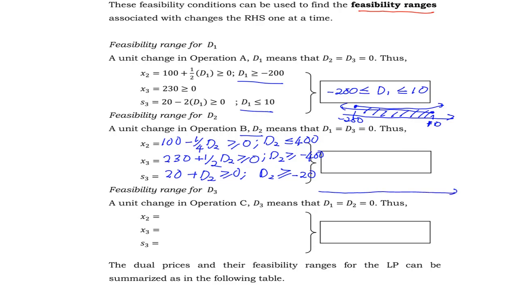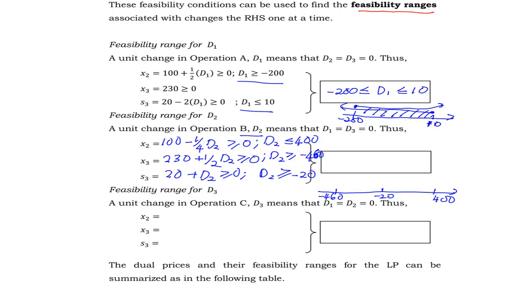Real number line. Sorry, this one is negative 460, right? 460. So negative 460. Then we have negative 20. And then 400.